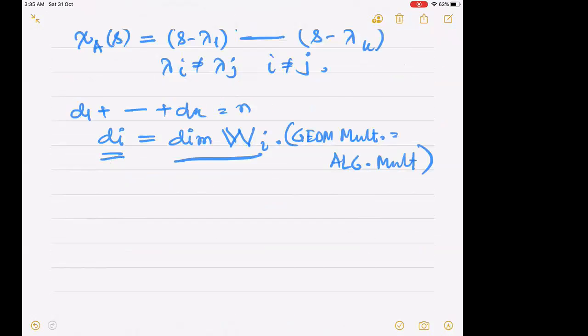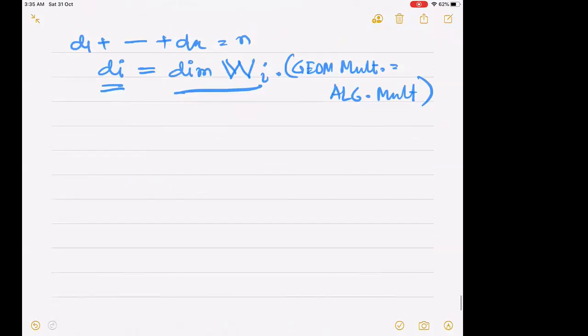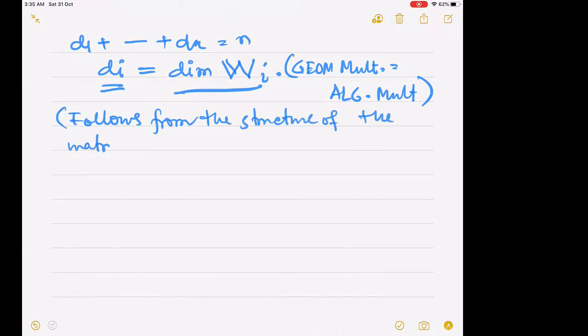I hope it's understandable. All of it follows from the structure of the matrix capital lambda. I hope it's understandable. If it's not, please let me know. Okay, now moving on.